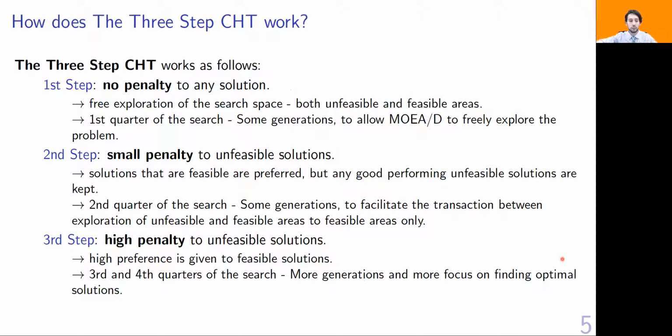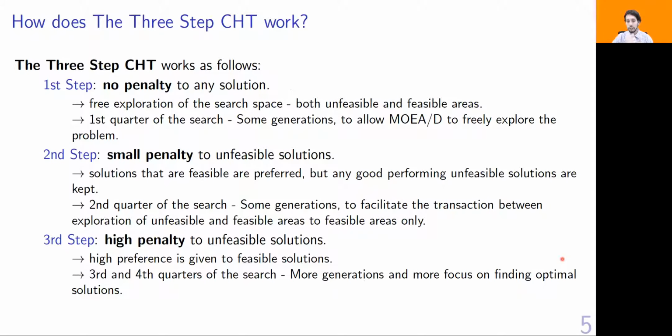Then we move to the second step because we want now to start selecting and giving priority to solutions that are feasible, because this is our end goal, feasible solutions. But we want to use information from good performing unfeasible solutions because they might help to find feasible and good performing solutions. We do that second step in the second quarter of the search, and again for some generations only, to facilitate the transition from the first step to the third. And I'll explain the third now.